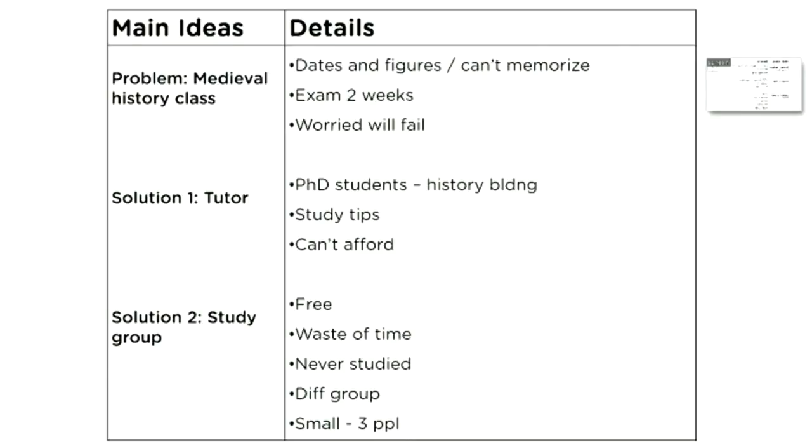So the main ideas, or the first problem, is the medieval history class. The student has problems with dates and figures, can't memorize, exam in 2 weeks, worried they'll fail. Solution 1 is a tutor. PhD students, history building, study tips, can't afford. Solution 2 is a study group, free, waste of time, never studied, different group, small, 3 people.